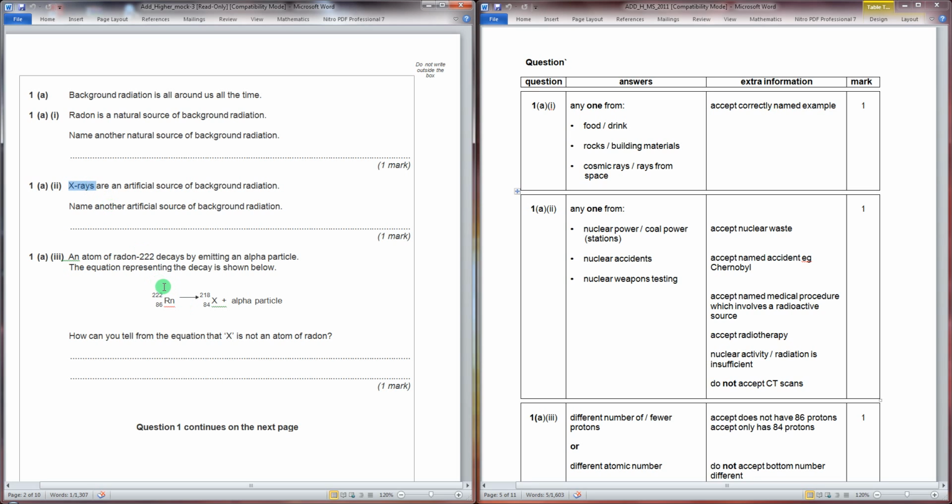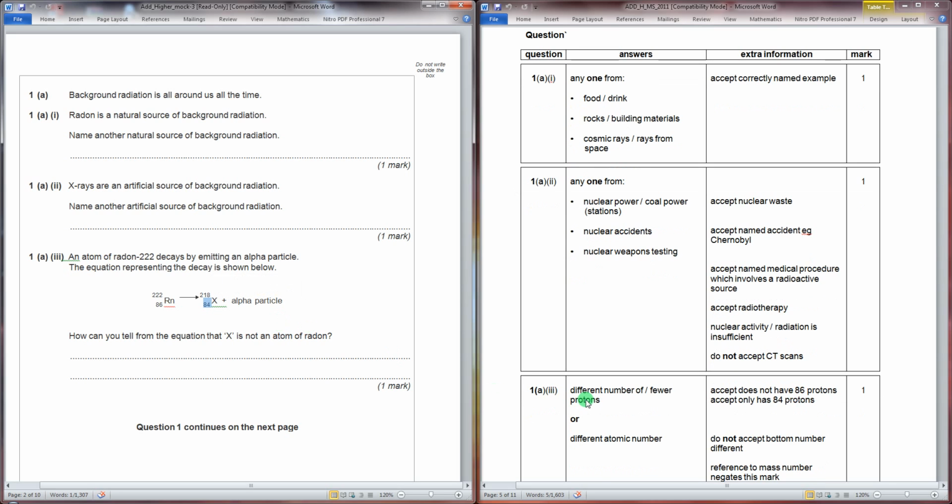And the last part of the question is not to do with the background radiation, but just to do with radioactive decay. And all it's asking you to do is nothing to do with worrying about alpha particle decay, really. All it's asking for is how do you know that this atom here, this atom of X, some unknown element, is not an atom of radon. Now the only thing that makes a difference is the atomic number or proton number, which is the bottom number here, the 86 for the radon and the 84 for this element X, which we don't need to know about. So all you need to say, it's got a different atomic number or different number of protons.